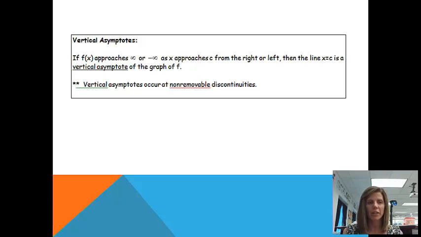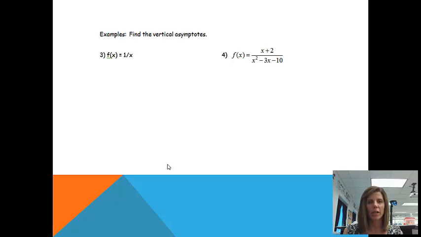If f of x approaches infinity or negative infinity as x approaches a certain value c from the right or the left, then the line x equals c is a vertical asymptote of the graph of f. And the biggest thing is that vertical asymptotes occur at non-removable discontinuities. So usually I will look for whether it approaches infinity and negative infinity if I'm graphing, or if I'm doing it analytically, I'll look for non-removable discontinuities. So let's look at a couple examples.